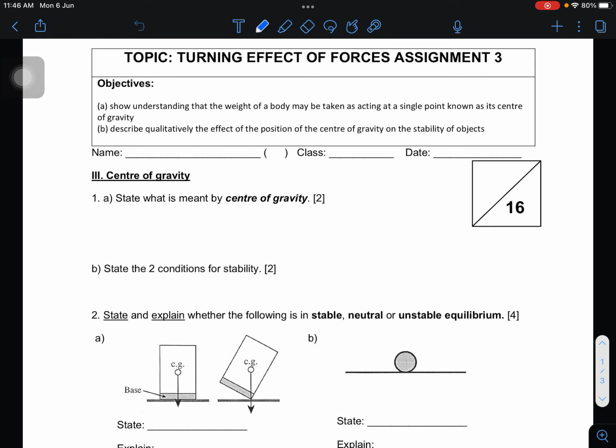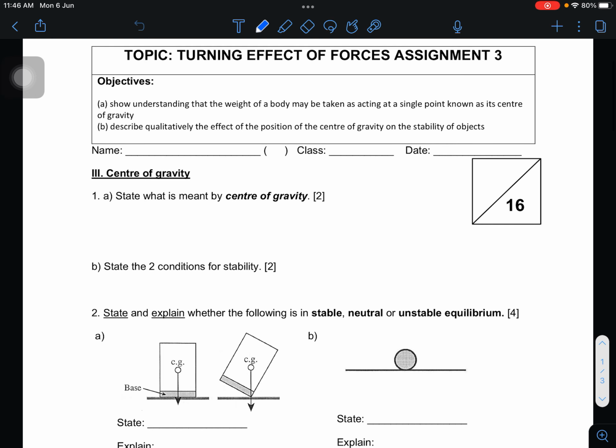This is a relatively short and simple assignment. The main focus is on the center of gravity. It is a small part of the topic, but nevertheless an important part, because the position of the CG will help us determine whether or not an object is stable. At the same time, it can also help us solve questions related to moments.